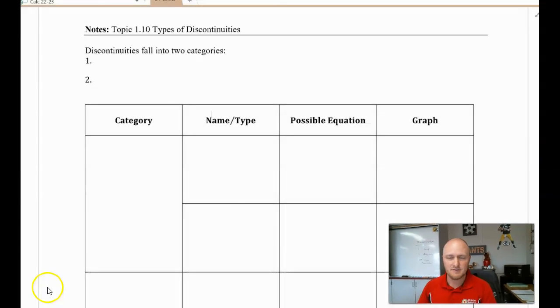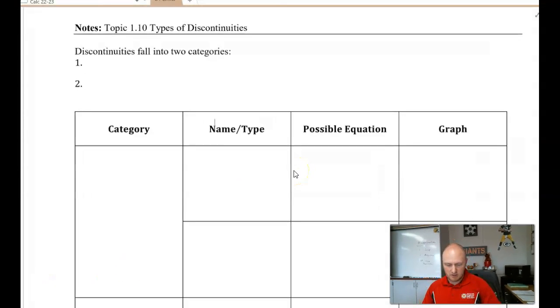This is 1-4 for AP Calculus, and we are going to talk about discontinuities today. We've already loosely talked about this idea of functions being continuous, right? If I can draw the function without lifting my pencil, it's continuous. But I specifically want to call out discontinuities in graphs.